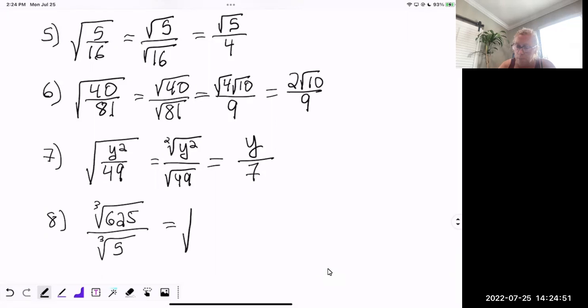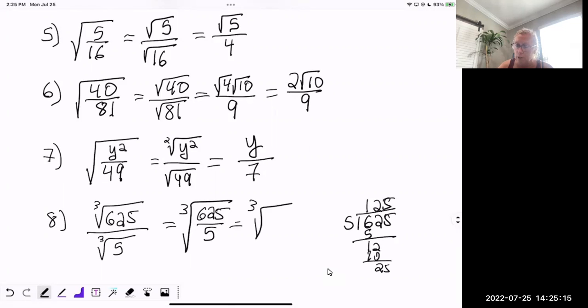But if I write it as one big cube root, 625 over 5, I can simplify that fraction. So 625 divided by 5 is 125. I know you have calculators, but it's all right. The cube root of 125. Is that a perfect cube? Yes, because 5 times 5 times 5 is 125. I couldn't simplify it here, but I can simplify it once I went here.